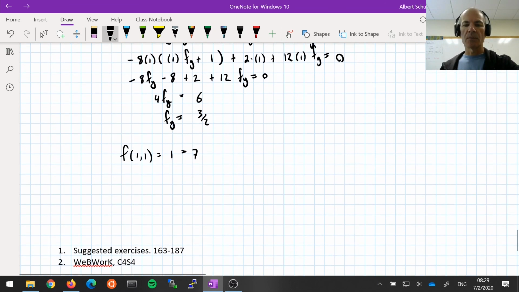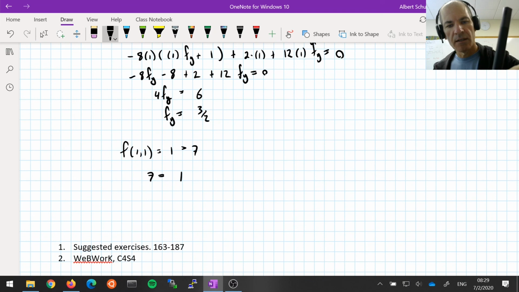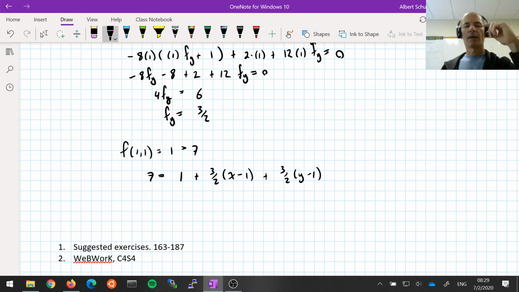All right, so now what? The equation of the plane. Z equals f sub 1, 1, which is 1, plus f sub x, which is 3 halves, times x minus 1, plus 3 halves, times y minus 1. All right, why did I go through all of this? Simply to figure out what the normal vector is to the surface at this point. I can figure out the normal vector by figuring out the normal vector to this tangent plane.